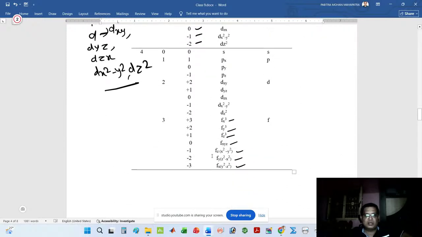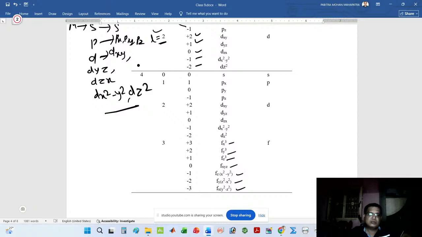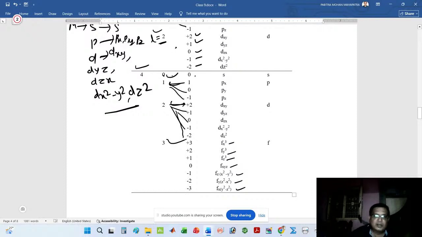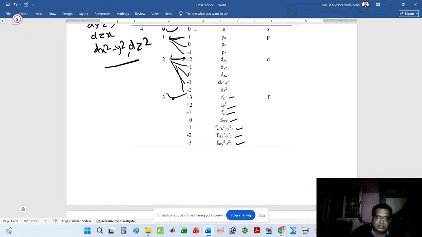Similarly, if you think about n is equal to 4. 4 means it has 4 azimuthal quantum numbers: 0, 1, 2, 3. Let me explain. 0 for 0, 1, 0, minus 1 for 1, plus 2, minus 2, plus 1, minus 1, 0 for 2. Similarly, think about here. Starting is your plus 3, another is your minus 3, plus 2, minus 2, plus 1, minus 1, 0.